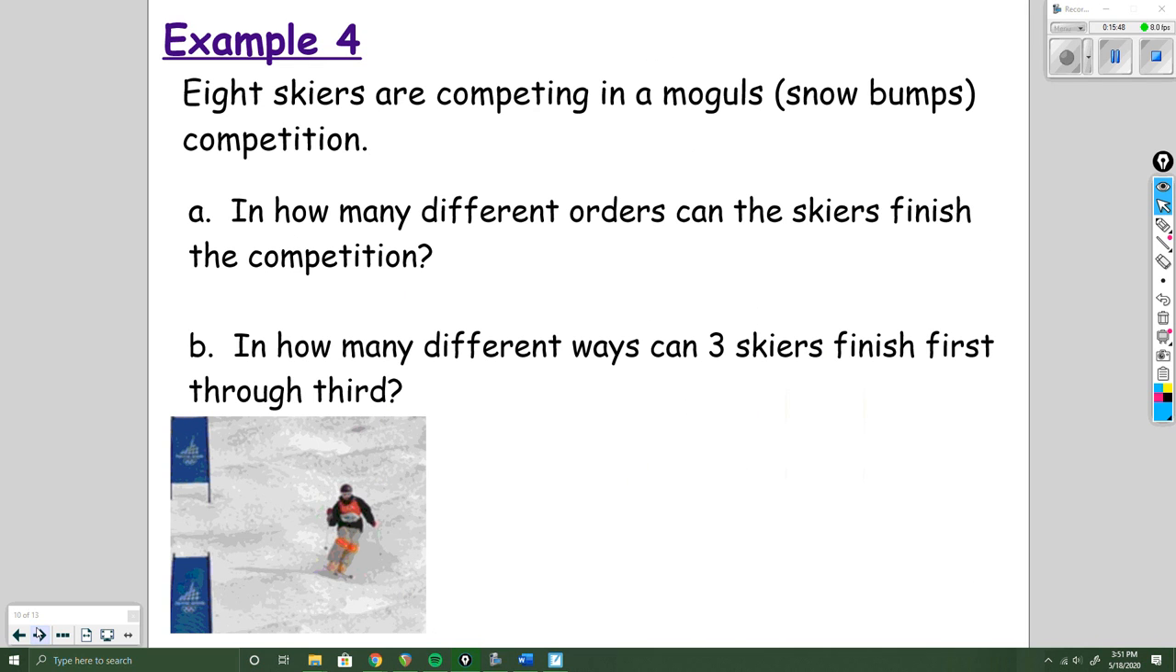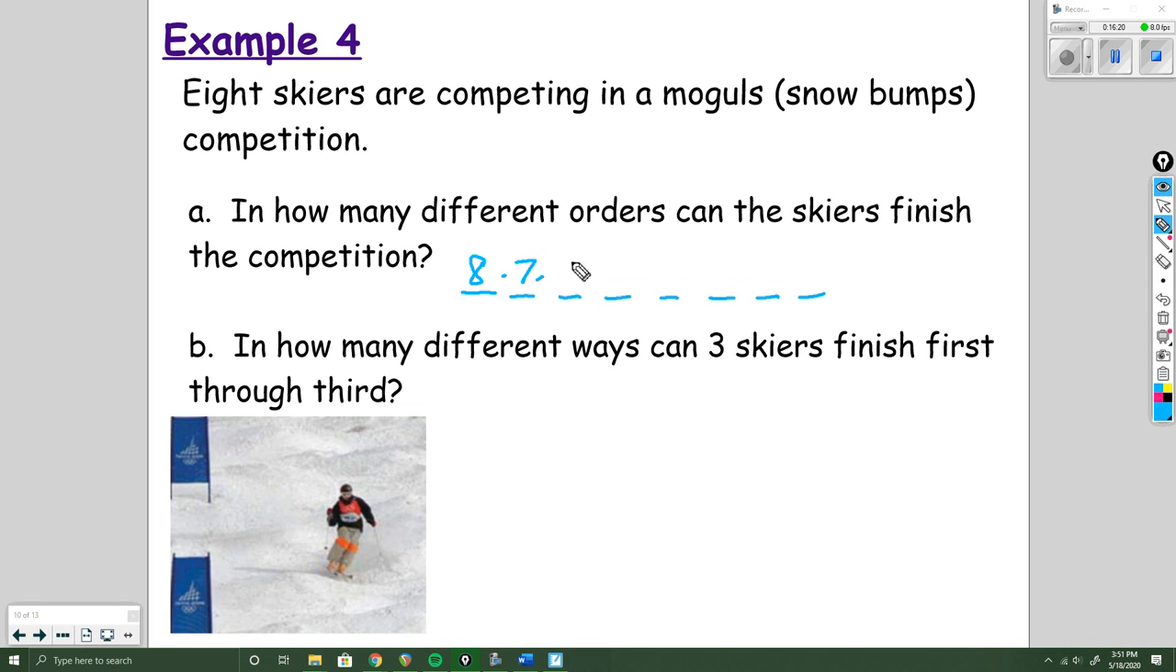All right, now let's get into some examples where we can demonstrate the permutations that we have. So an example, 8 skiers are competing in moguls. In how many different orders can the skiers finish the competition? If we have 8 skiers, there's 8 different places that are available. All right, so first we have 8 different people that could get first in that competition. And then once that person crosses the finish line, there's 7 remaining that could get second.